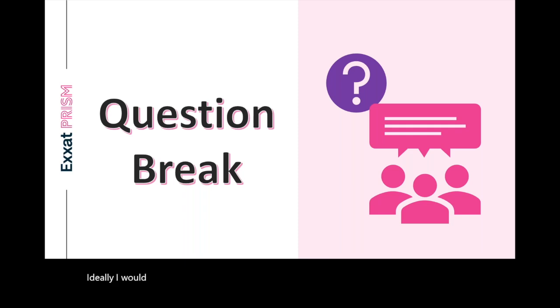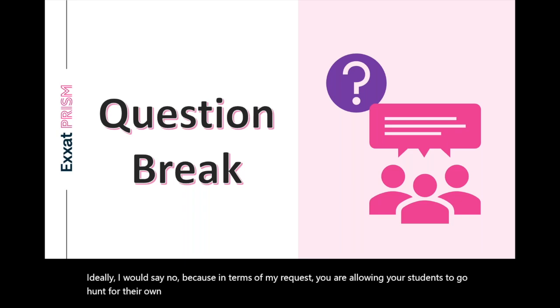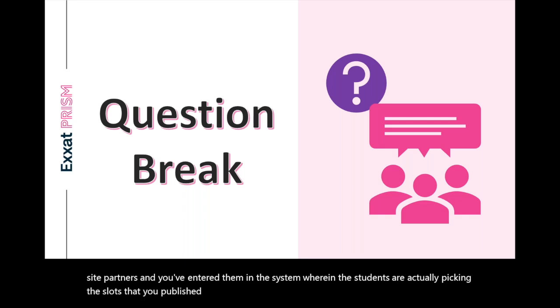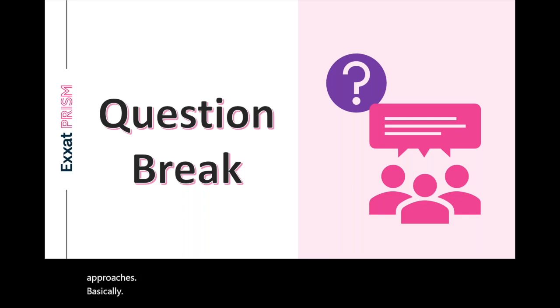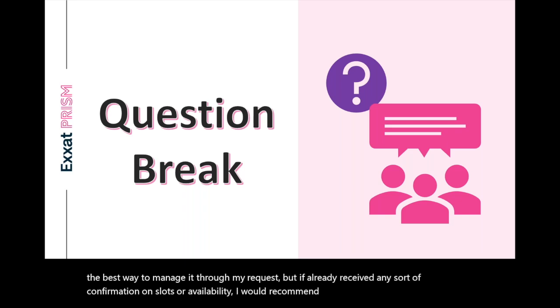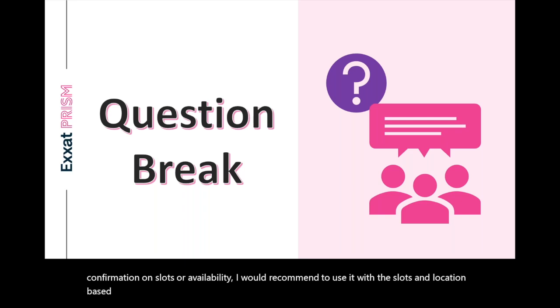Ideally, I would say no, because in terms of my request, you are allowing your students to go hunt for their own placements and submit their request. Whereas with either the location or slot based wish list, you've already secured those slots or the availability from the site partners and you've entered them in the system, wherein the students are actually picking the slots that you published for them to select and rank their preference. So it's two different approaches basically. If you want your students to look out for their placements by themselves, that's the best way to manage it through my request. But if you've already received any sort of confirmation on slots or availability, I would recommend using the slots and location based wish list as it is set up right now.